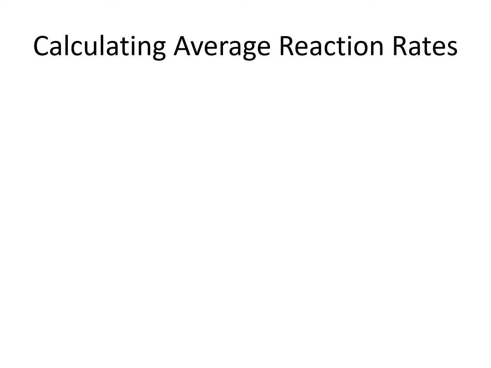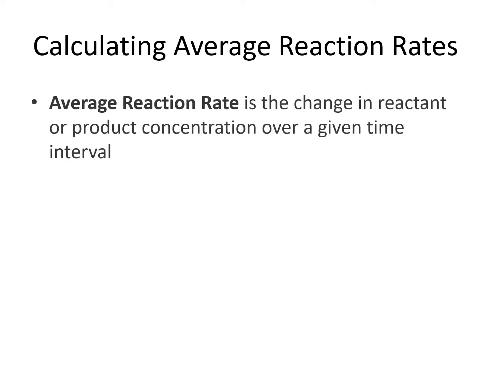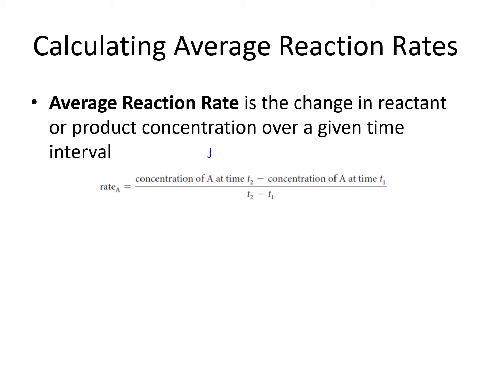But we want to calculate some average reaction rates to start with. So this is going to be the change in a reactant or product concentration over a given interval of time. It's essentially a slope. So we've got x and y values, so we've got 4 points that we are going to be subtracting. Now, we also might see it as a change in concentration over change in time.